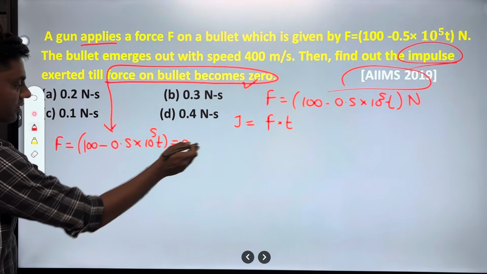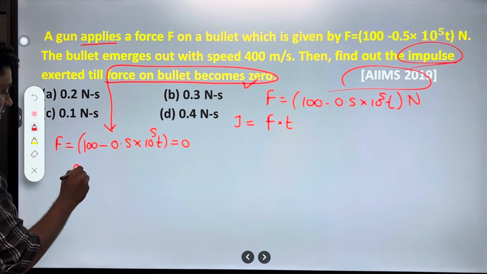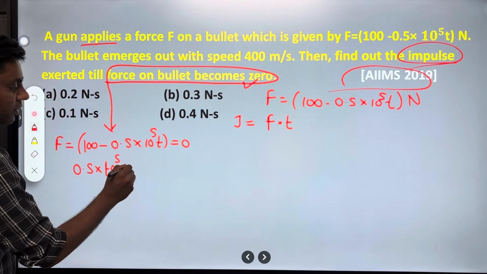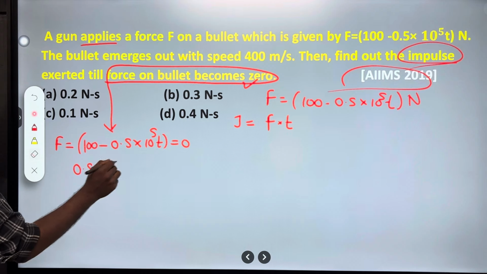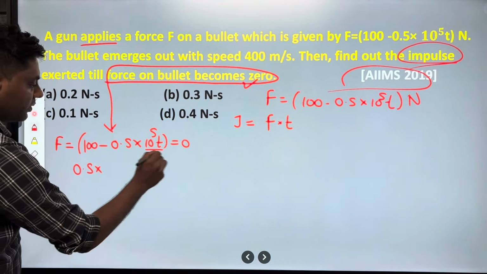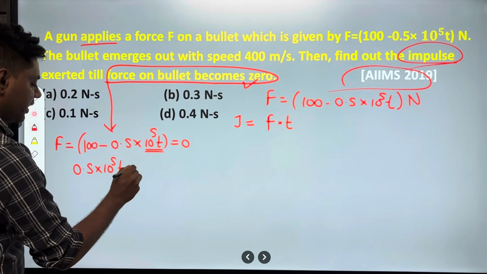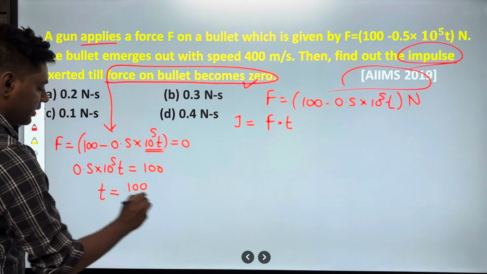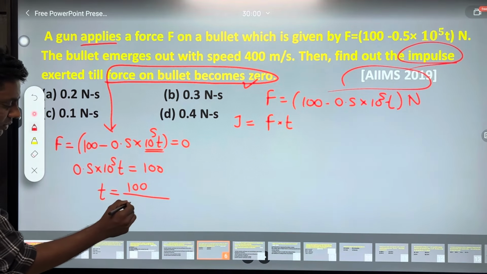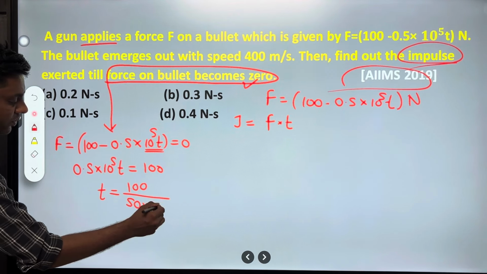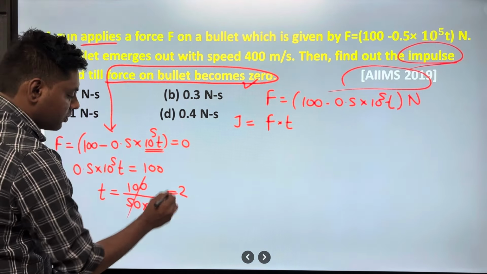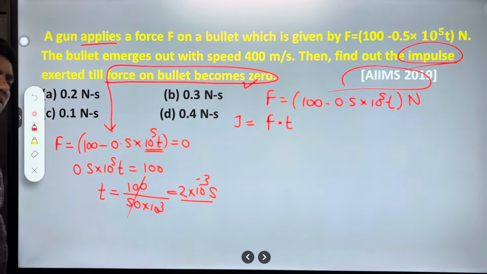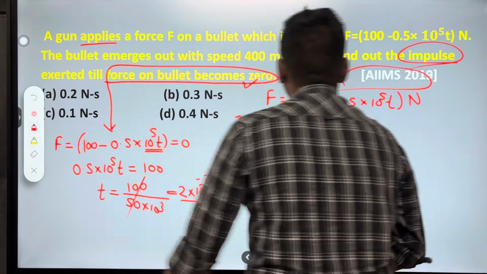So it goes to that side, it becomes positive: 0.5 into 10 raised to 5 into t equal to 100. So what is the value of t? That is t equal to 100 divided by 0.5 multiplied by 10 raised to 5. So it becomes 50, and the remaining is 10 raised to 3. So it becomes 2 and goes to the numerator, it becomes minus 3. So we get 2 into 10 raised to minus 3 second. Actually we get the time. So we have to calculate the impulse.